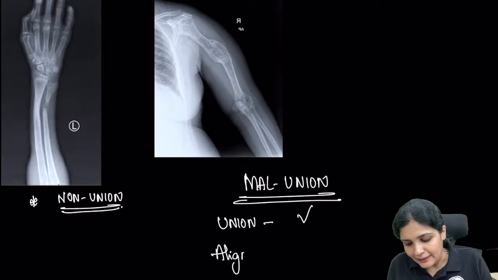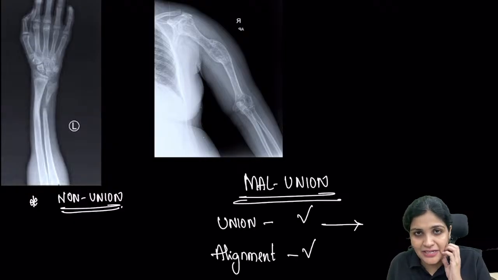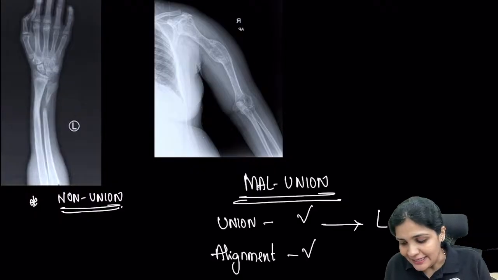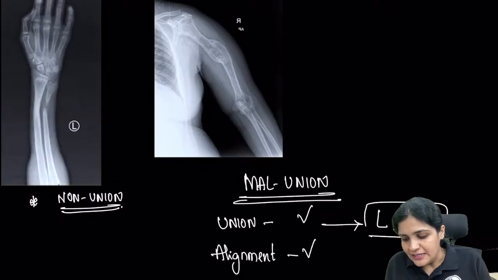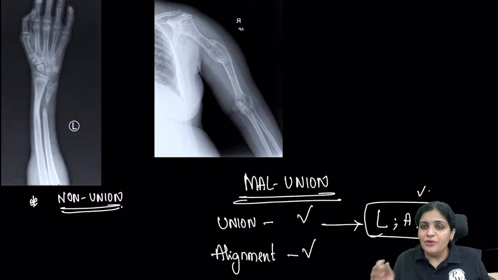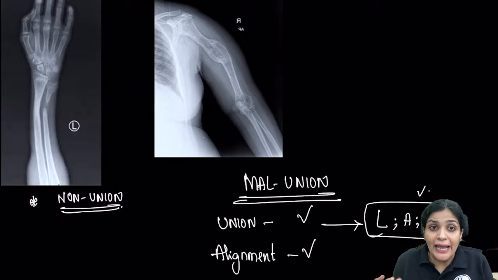Alignment, right? Whenever the bone has to unite properly, resulting in length, alignment and proper rotation, that is called LAR. You have to achieve all these three for a good alignment, for the good functioning of the bone.